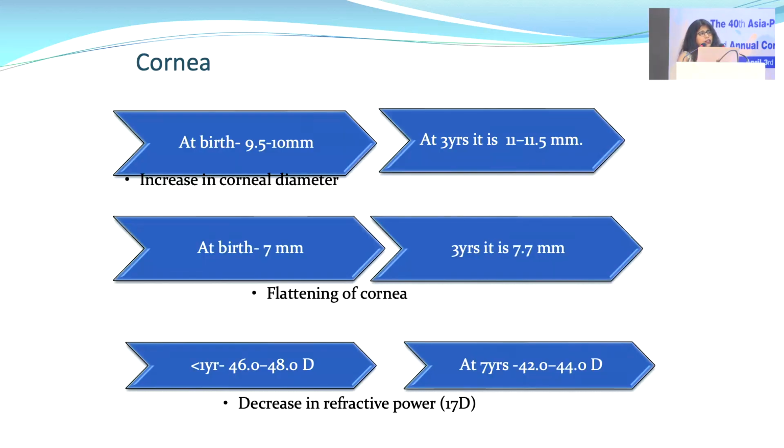The cornea loses its power, its steepening, it becomes more and more flat, and by the age of 3 years it has a radius of 7.7 mm. The changes occur both in the anterior curvature as well as the posterior surface of the cornea. The rapid loss of power over a period of 6 to 7 years is what leads to the loss of myopia. Around 17 diopters of power is lost there.